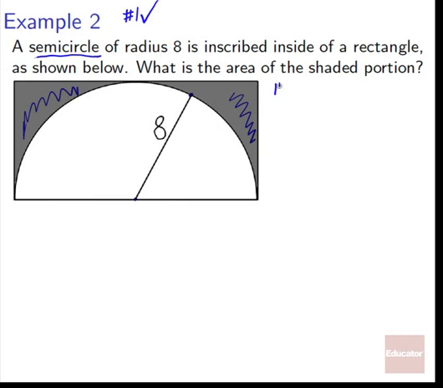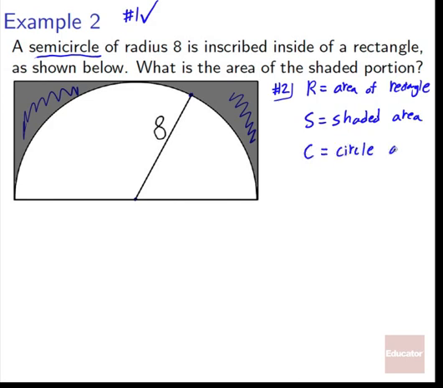So number 1, done. Number 2, what would allow us to know this? Well, if we knew what the area of the rectangle was, so area of rectangle. If we know what the S for the shaded area, and if we knew the circle's area, we'd be in pretty good shape to be able to figure this out. So number 2, those are the 3 things we're looking for. R equals the area of the rectangle, capital R. S equals the shaded area. C equals the circle's area. Great. So number 3, we start looking for some equations.